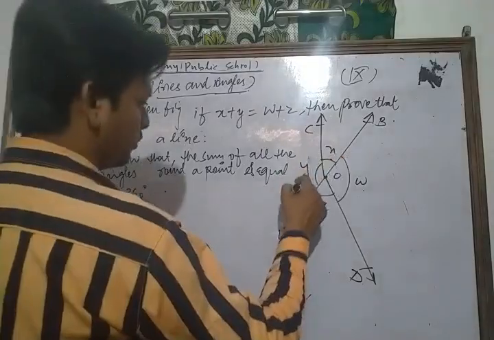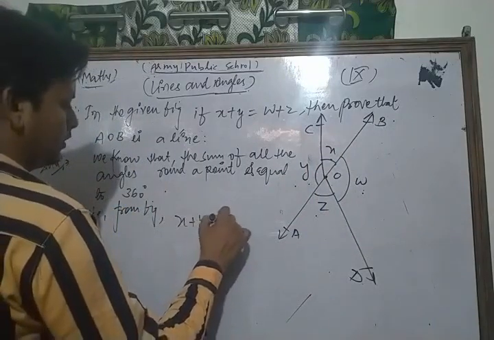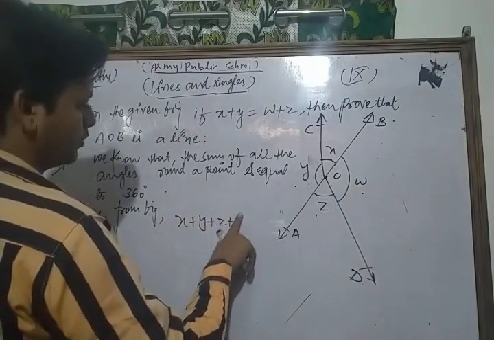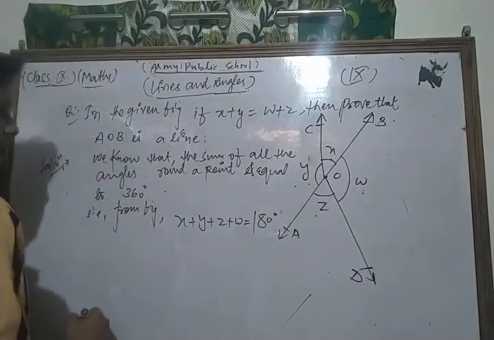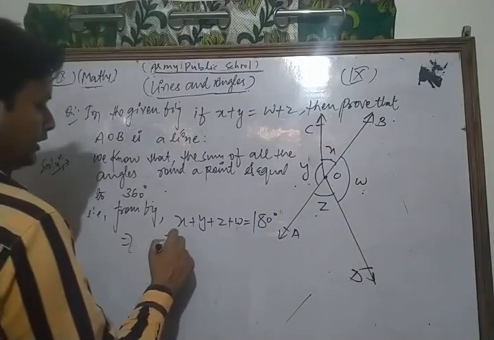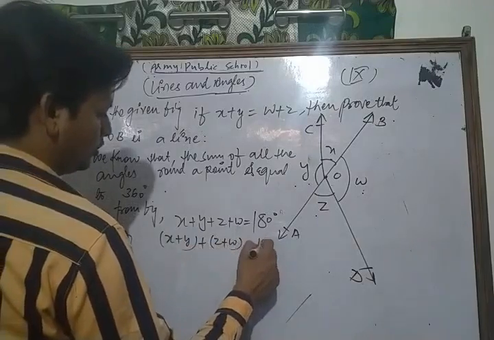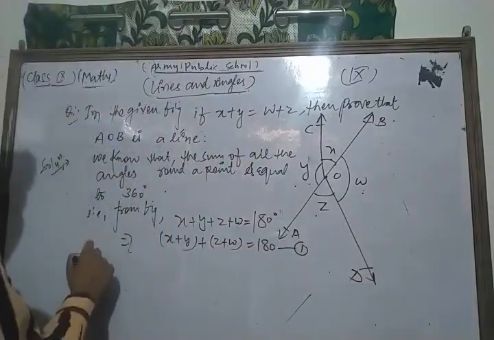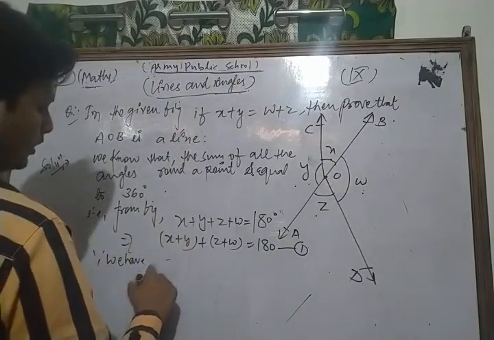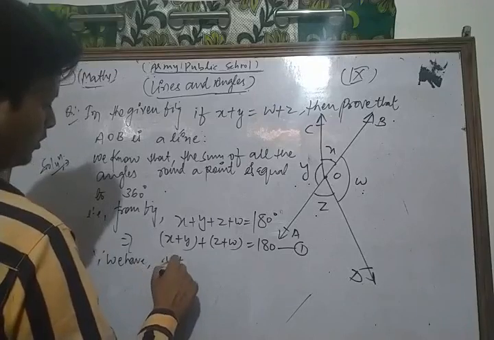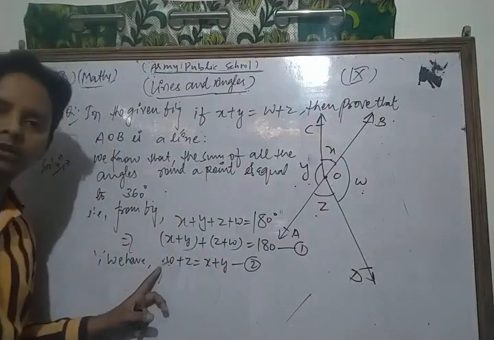we can write x plus y plus z plus w. Now the sum of all angles means x plus y plus z plus w is equal to 180 degree. We write x plus y plus z plus w is equal to 180, take this as equation number 1. Since we already have the relation w plus z is equal to x plus y, we take it as equation number 2. This is given in the question.